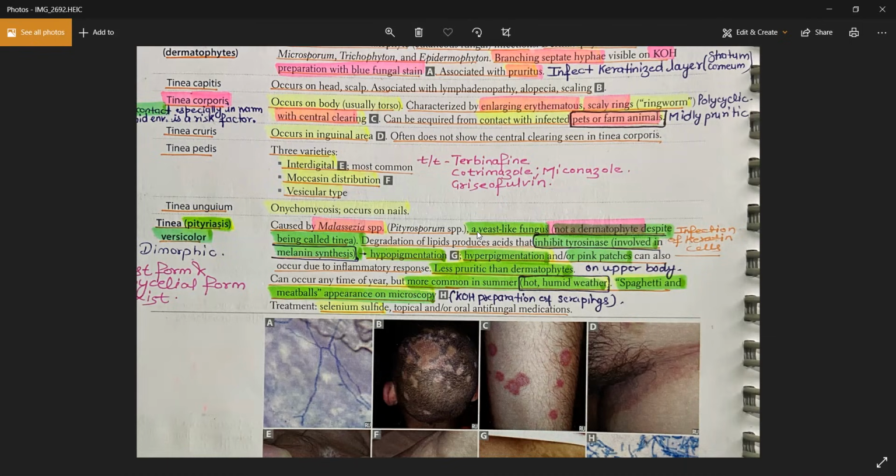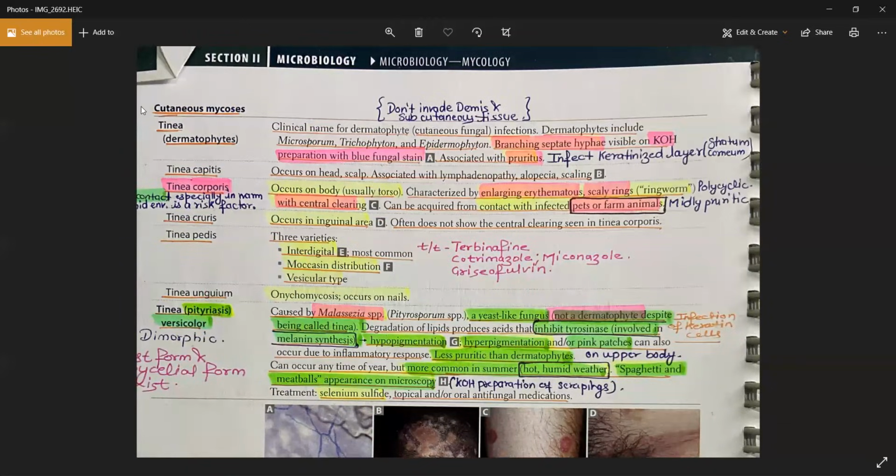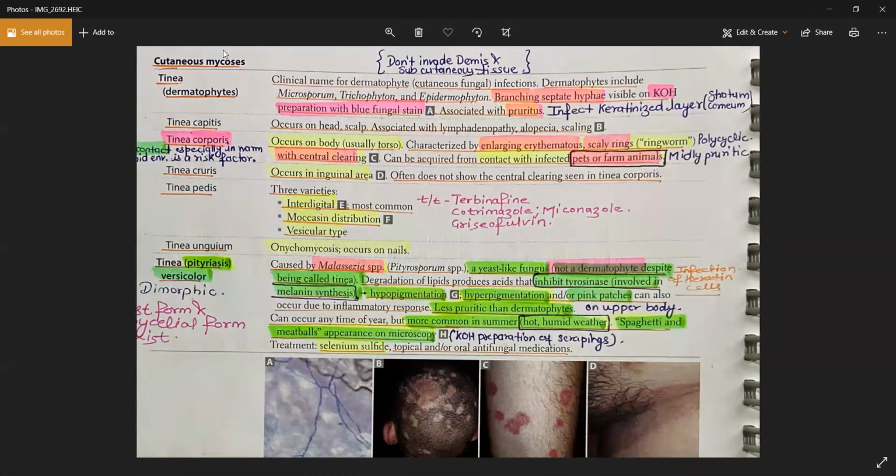Okay, so that's about the cutaneous fungi. And there is one more fungi which is not a group of Tinea, not a dermatophyte, but it is called Tinea versicolor. Okay, but remember, it is not a dermatophyte. Very important. It causes pityriasis versicolor, and it is caused by Malassezia furfur or the Malassezia species. Okay, it is a yeast-like fungus, but it is not a dermatophyte.